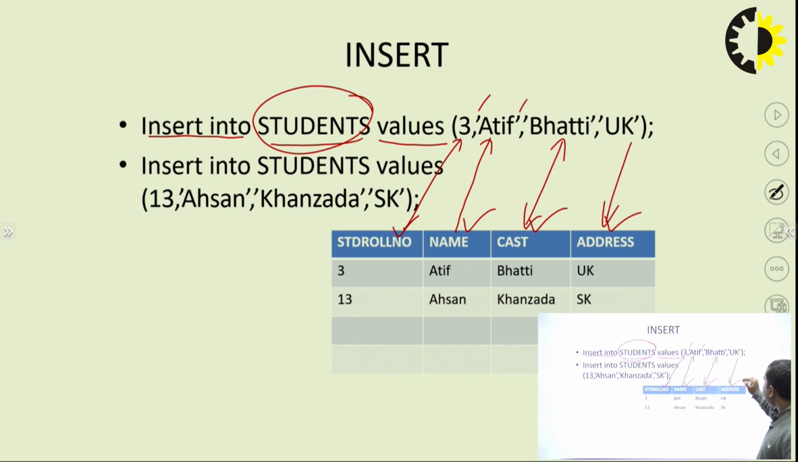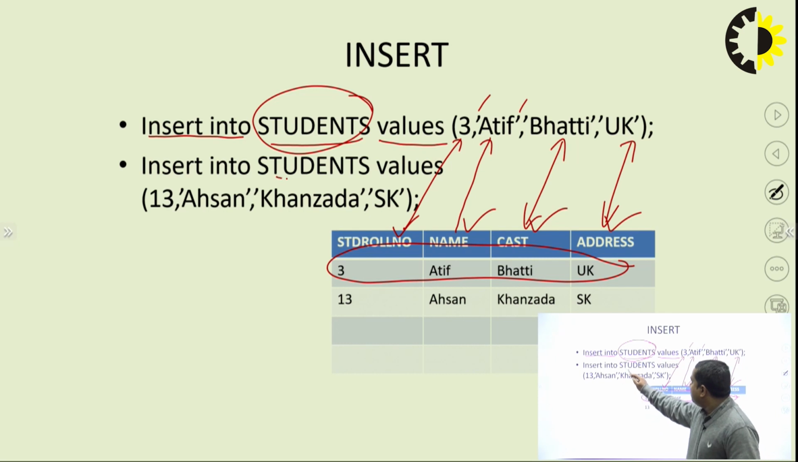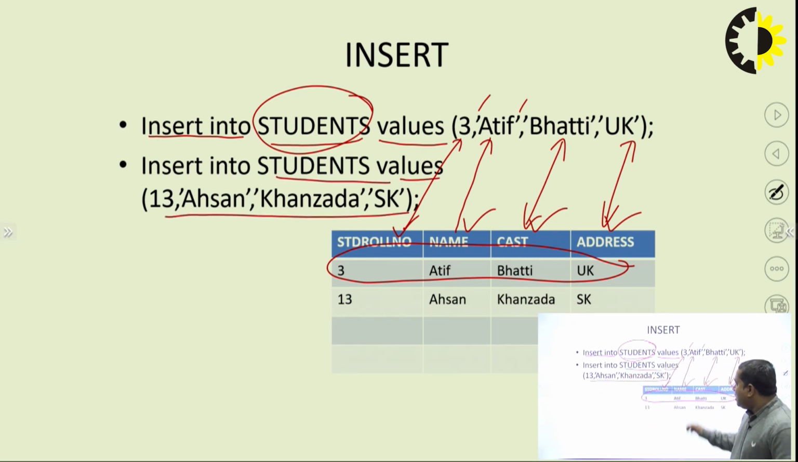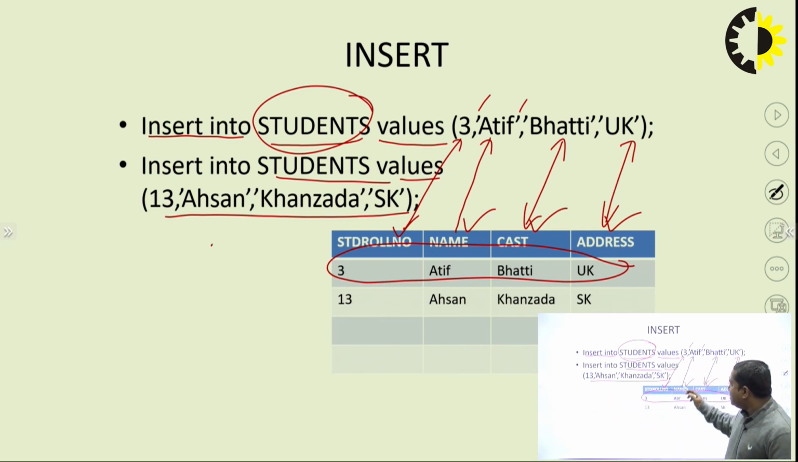Then address. Okay, so we can see here, after performing this insert operation, we have created the first record within our relation. Okay, then if you want to insert another, okay, so insert into students values. Okay, all the attribute values are provided according to the sequence that was given and defined in our relation.